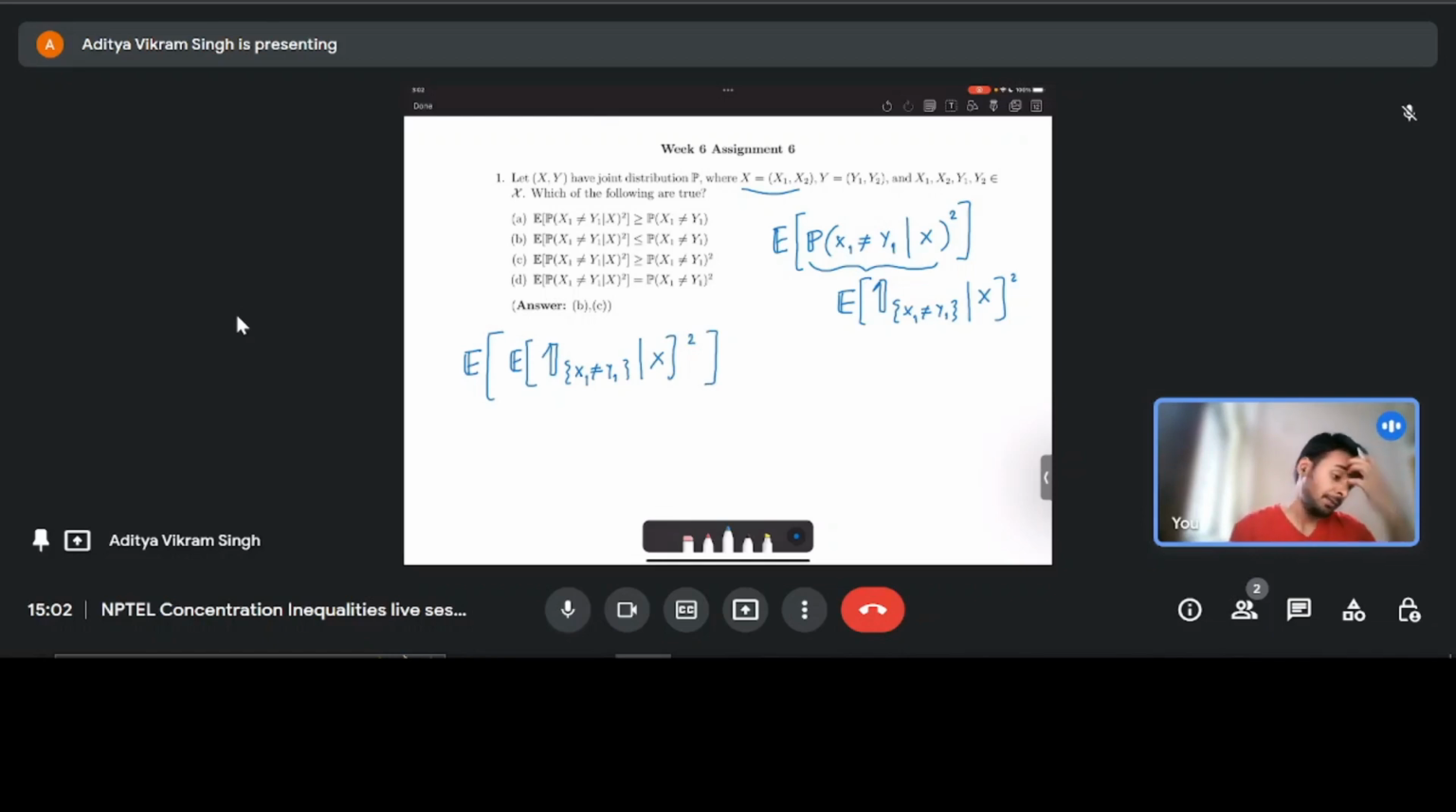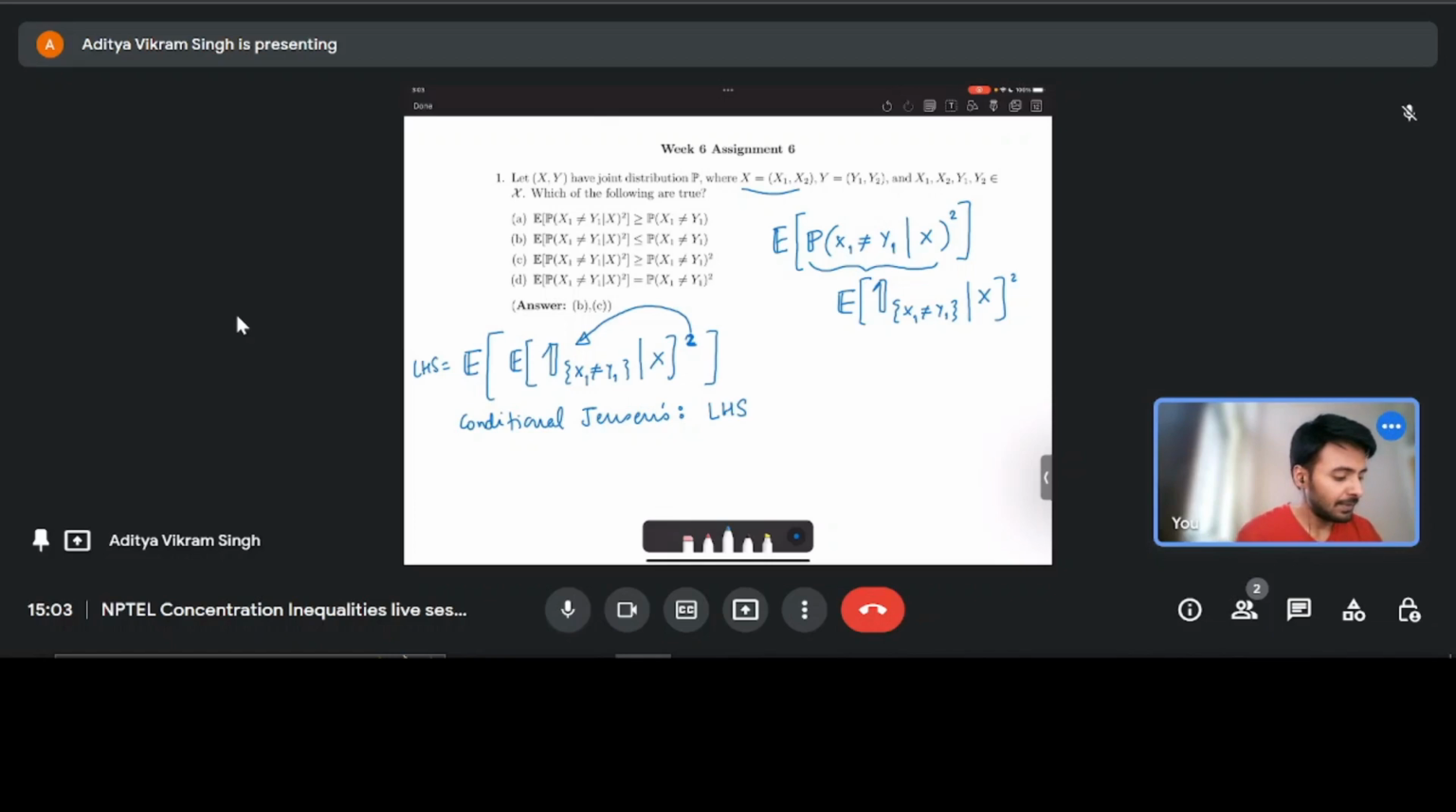Now you can use Jensen's inequality. There are two ways of using Jensen's inequality here because there are two expectations, and between these two expectations is the square factor. One way to apply Jensen's would be to take this square inside this conditional expectation. So what conditional Jensen's will give us is this. Let me denote this as LHS, the left hand side.